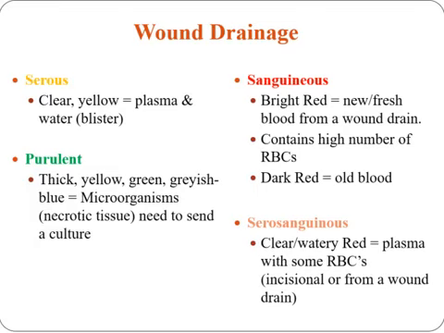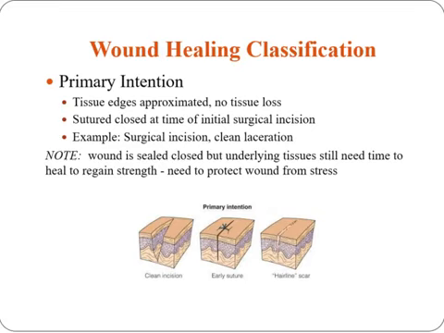Serosanguinous, this is clear watery red plasma with some RBCs. So if you think of like a fresh surgery and the first day or two is going to be sanguinous, as the blood starts to slow down, you're going to see more of a serosanguinous. So it's more reddish yellow or like a pink tinge. That would be serosanguinous.